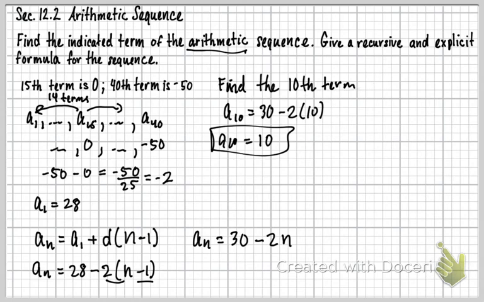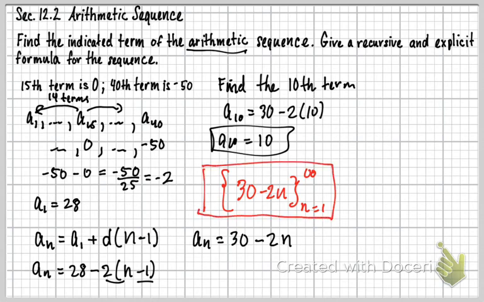And then it says the recursive and explicit formula for the sequence. So now what I'm going to write out is my one answer here. And I'm going to write this one in red. So this is my first one. 30 minus 2n, n equals 1 to infinity. This is my first explicit formula. Now for the other one, I have to write a few of my terms out to kind of get the idea of what that looks like.